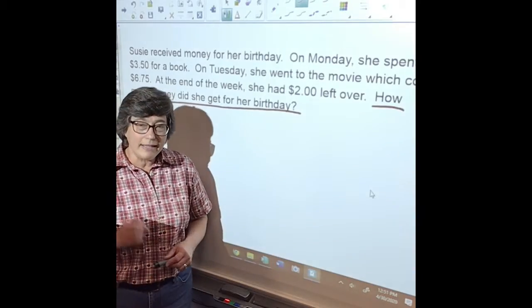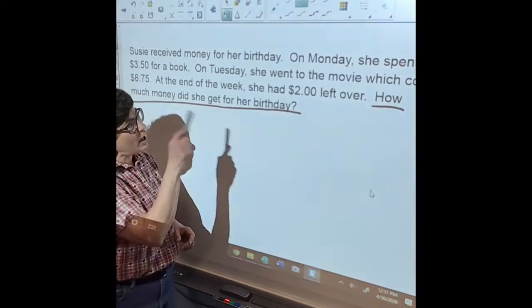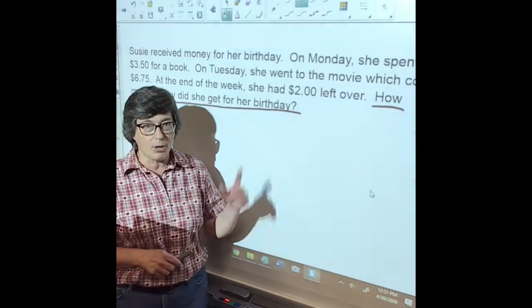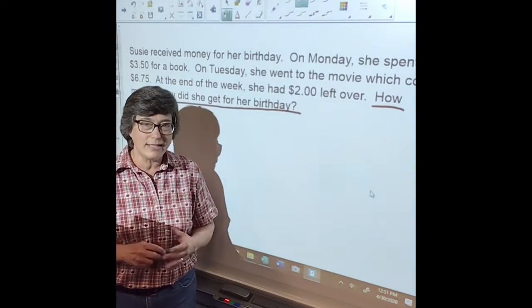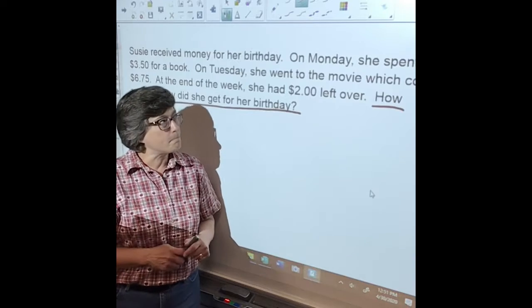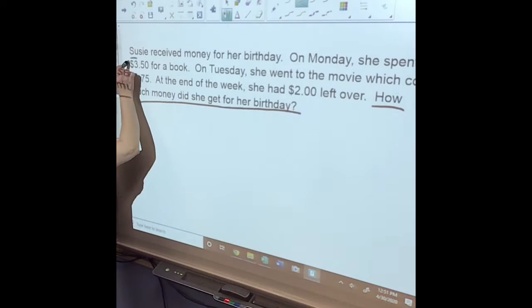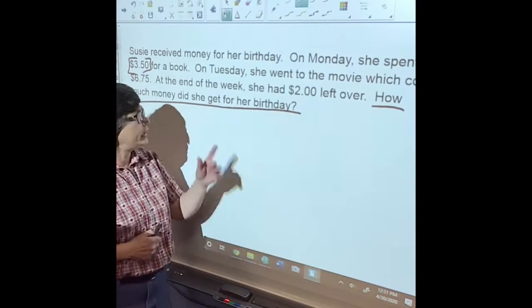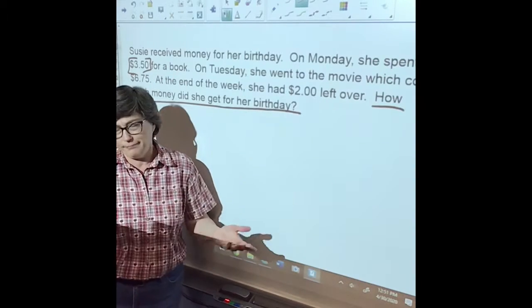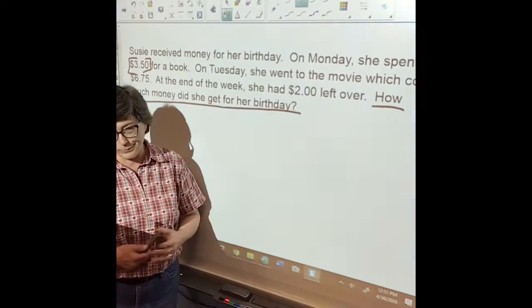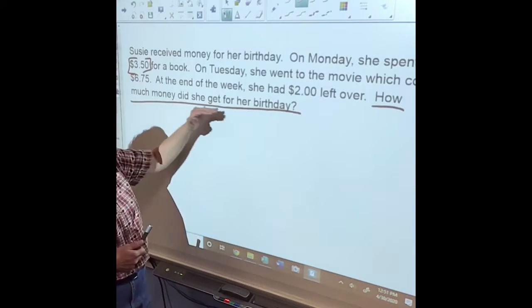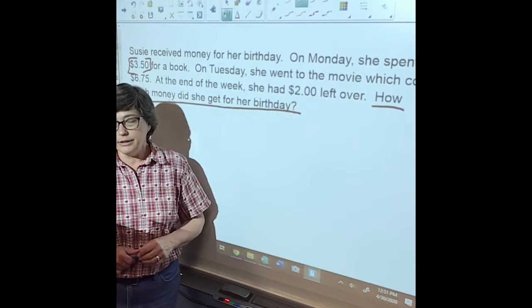Then we need to find the most important information. There's a lot of extraneous information in this problem. What are some of the important things we need to know? Kane. Yeah, that she spent $3.50. Okay, on Monday. Do we need to know it was for a book? No. Do we need to know that it was on Monday? No. Because we're just trying to figure out how much money she got altogether. Okay?